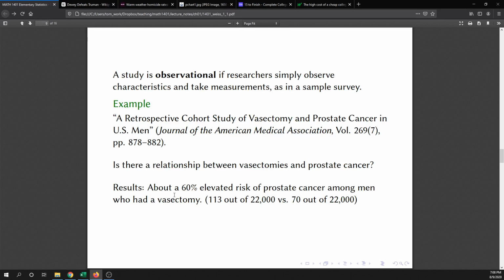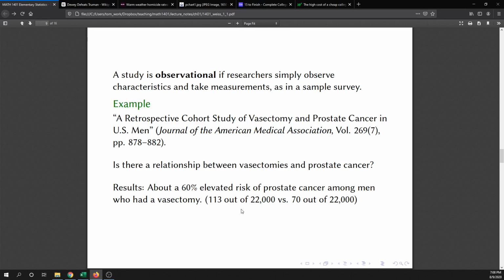The results here are about a 60% elevated risk of prostate cancer among men who had a vasectomy. Of the 22,000 men with vasectomies that they studied, 113 had prostate cancer, whereas among those men who didn't have vasectomies, about 70 out of 22,000 had prostate cancer. So you can see that the result for the vasectomy group is higher, again about a 60% elevated risk. So that's an observational study.